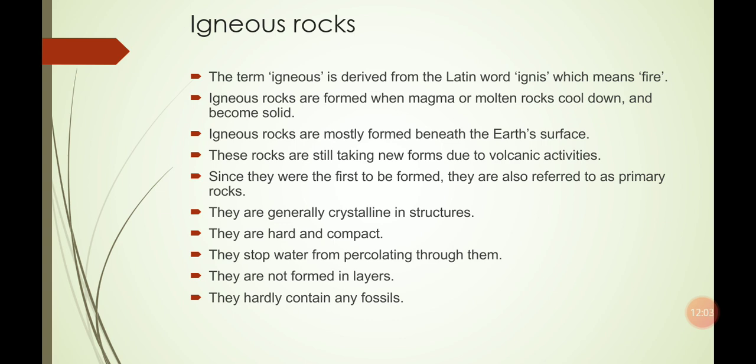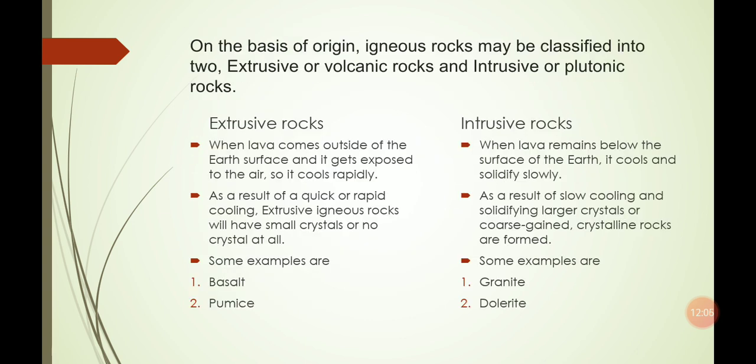Now let us see the categorization of the igneous rock. On the basis of origin, igneous rock may be classified into two: extrusive or volcanic rock, and intrusive or plutonic rock. Now let us see what extrusive rock is. When lava comes outside of the earth's surface and gets exposed to air, it cools rapidly. As a result of quick cooling, extrusive igneous rocks will have small crystals or no crystals at all.